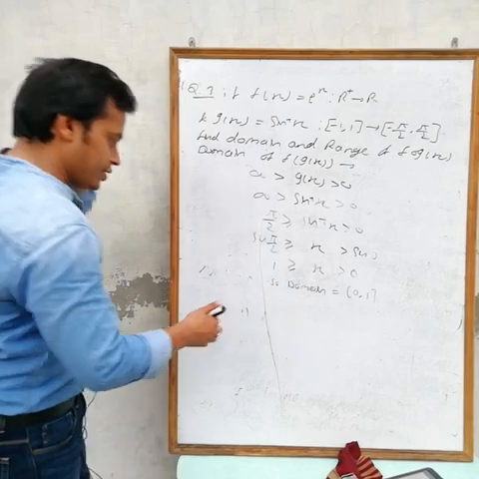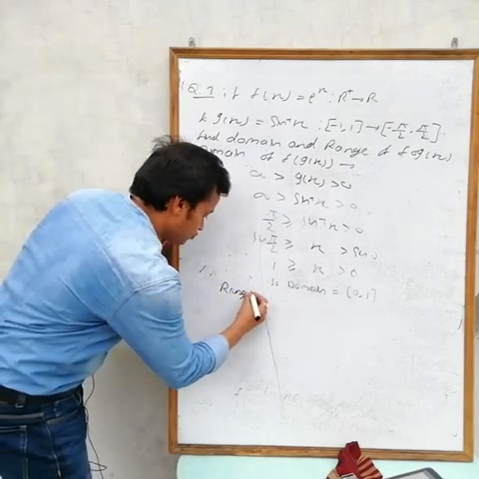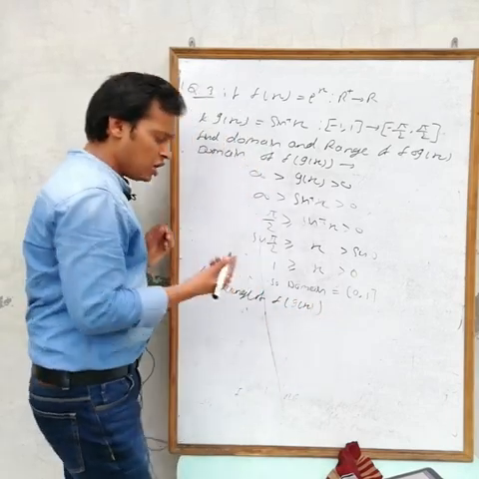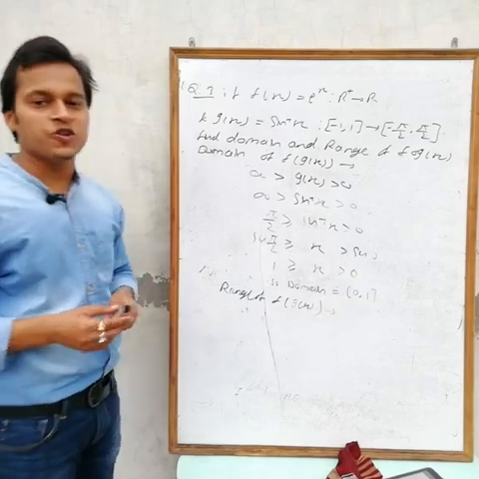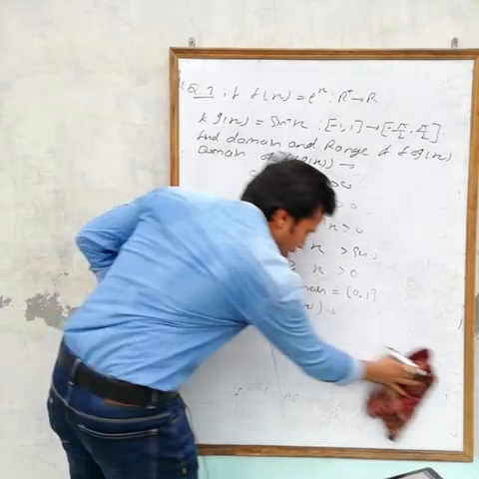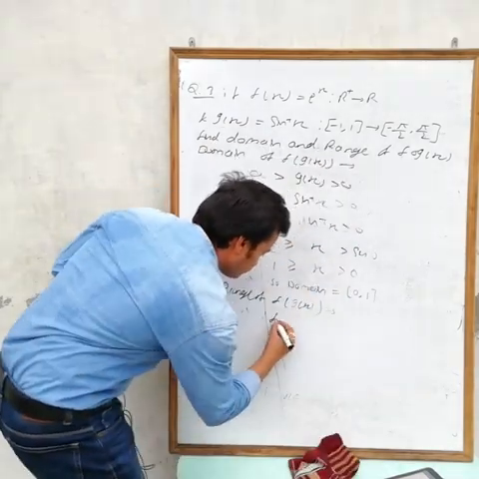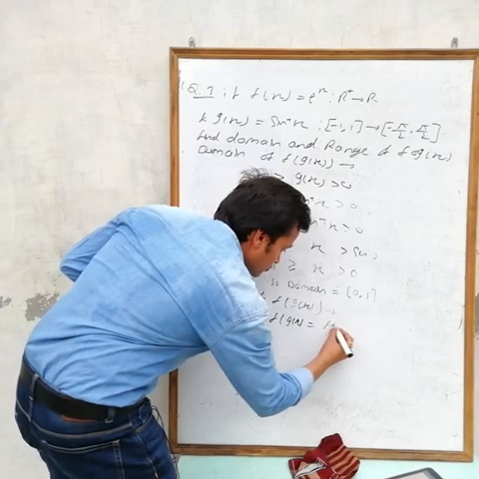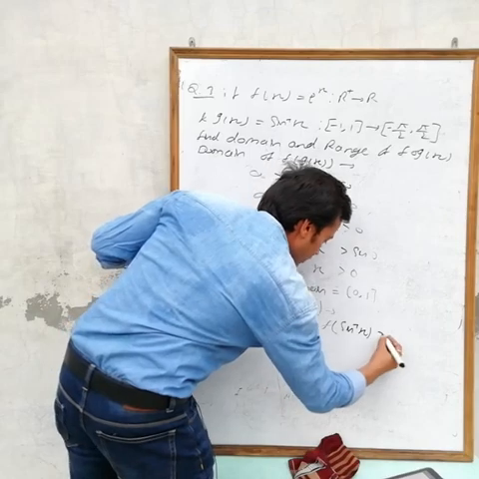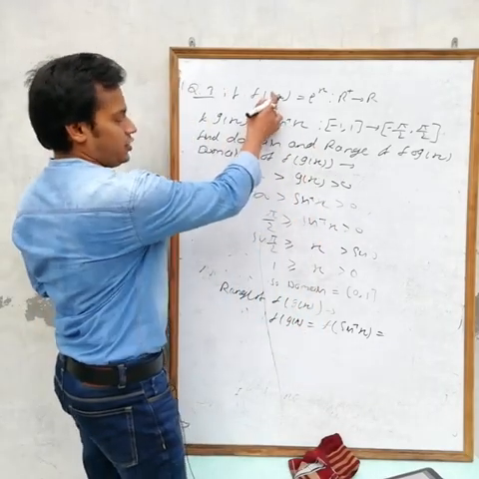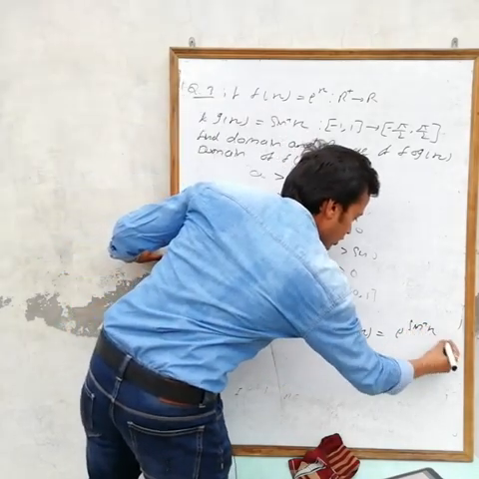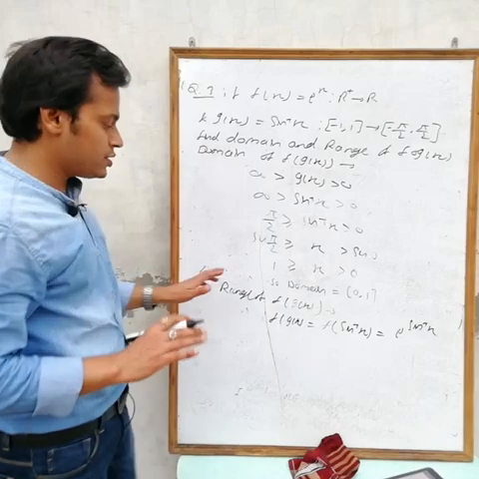Now, what we want is the range of f of g(x). To find the range of f of g(x), first find this function, f of g(x). The value of g(x) is sine inverse x. Now you want f of sine inverse x: in place of x put sine inverse x, e power sine inverse x. Okay. This is f of g(x).